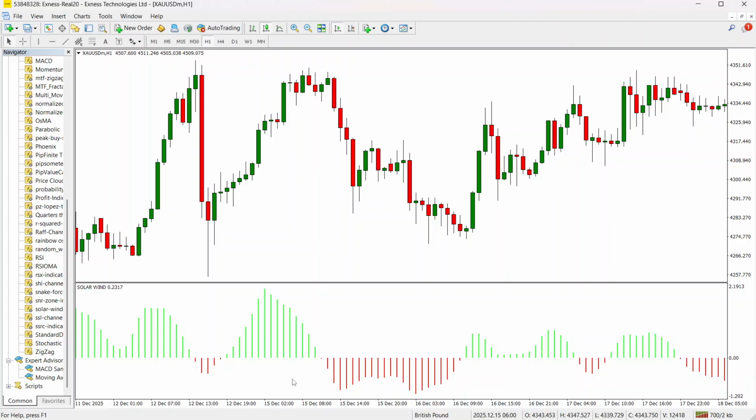You can download this Solar Wind indicator for MT4 and MT5 using the links in the description below. This overview from the Forex Geek highlights how the color-coded histogram provides visual simplicity and versatility while requiring combination with other tools for reliable decision making.